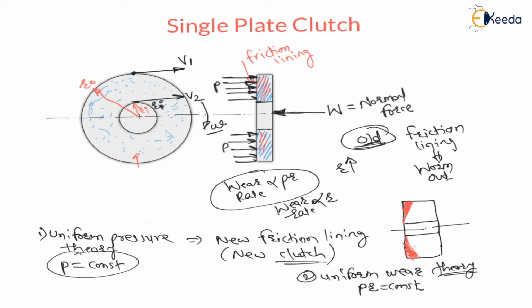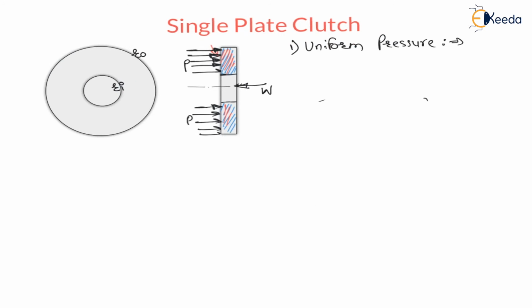First of all, we will solve the numerical with the help of uniform pressure theory. Let us solve this derivation with the help of uniform pressure theory. Uniform pressure means pressure is constant, and this is used for new clutches, right? Now here, see, radius is uniformly varying. Radius is changing from Ri to Ro.